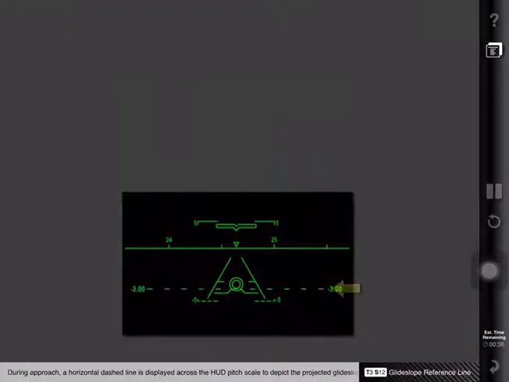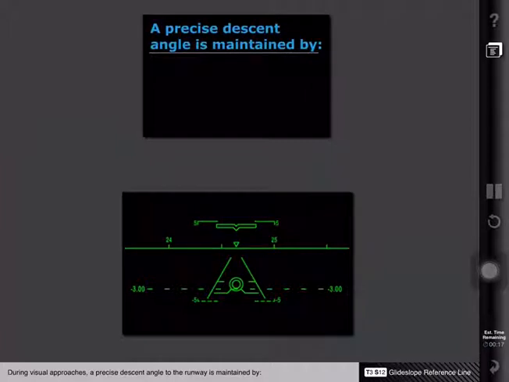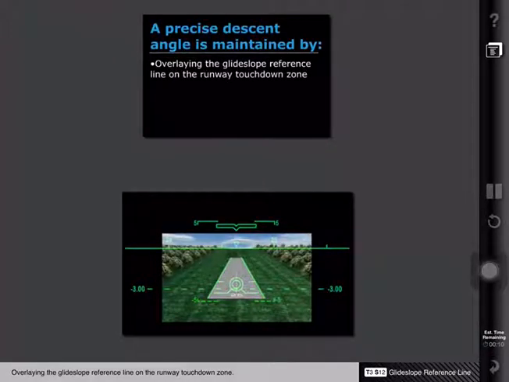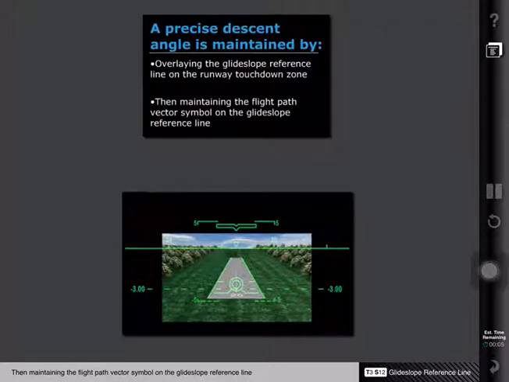During approach, a horizontal dashed line is displayed across the HUD pitch scale to depict the projected glide slope angle of the active approach. The glide slope angle numerical value is digitally displayed adjacent to the glide slope reference line. During visual approaches, a precise descent angle to the runway is maintained by overlaying the glide slope reference line on the runway touchdown zone, then maintaining the flight path vector symbol on the glide slope reference line.